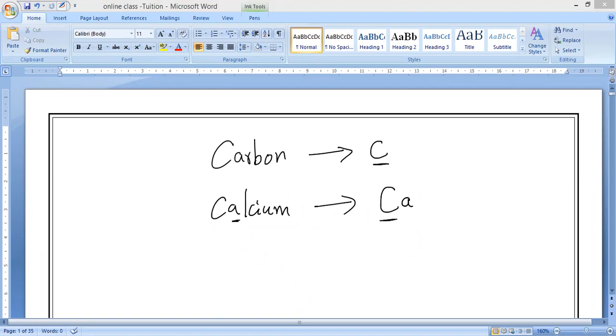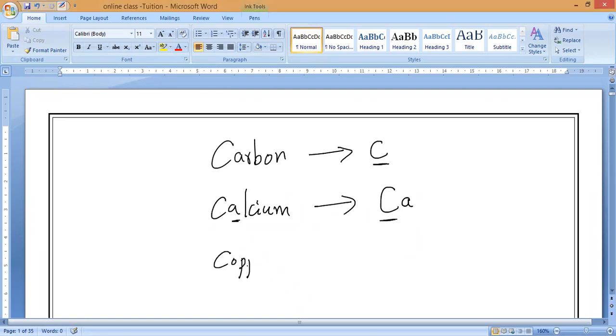Let's go with some other example, the symbol of copper. If we take copper, the spelling starts with Cu. But Co is not the symbol of copper. Cu is the symbol of copper. Why Cu? Sir, because cobalt in its Latin word we are writing as Co. So that is why copper also we cannot represent with Co.